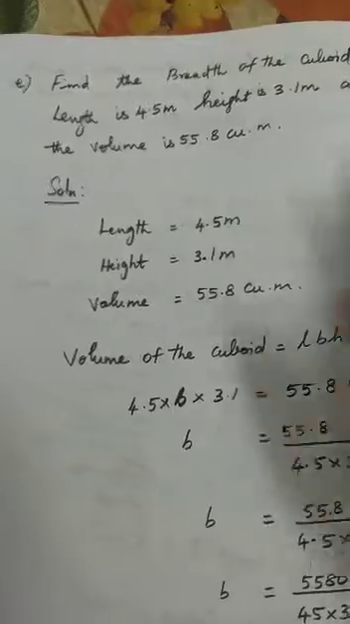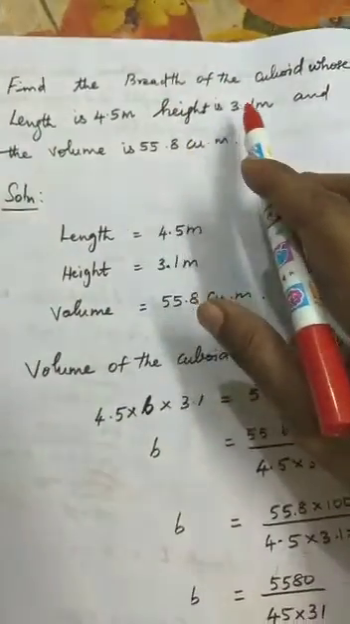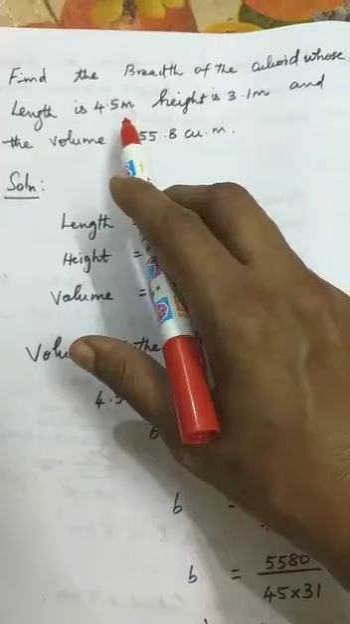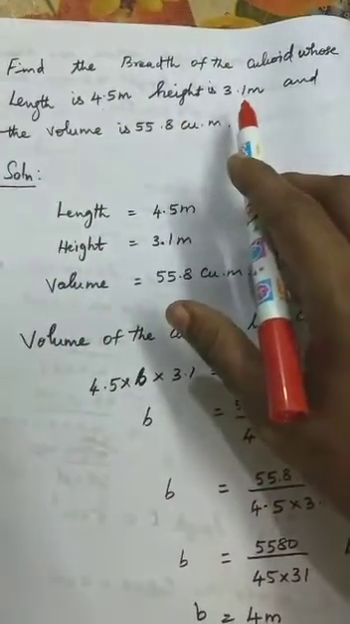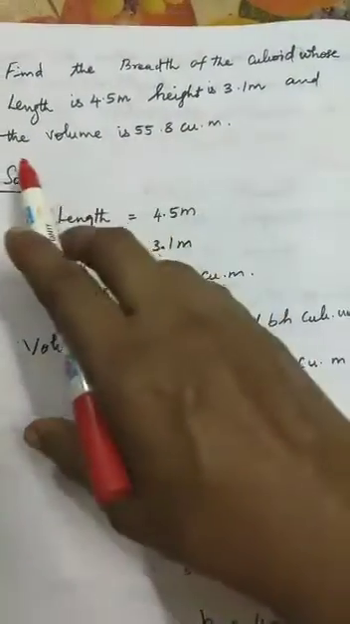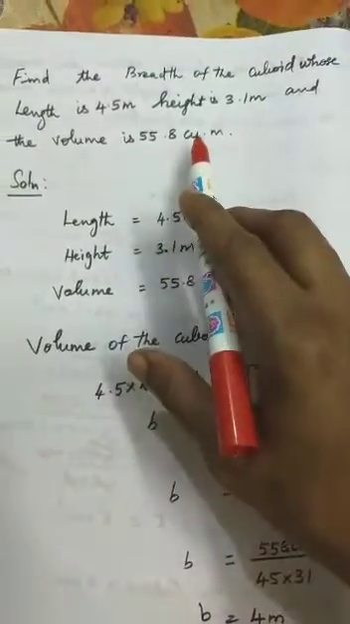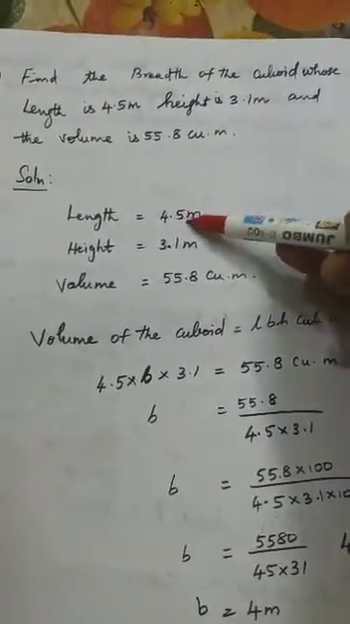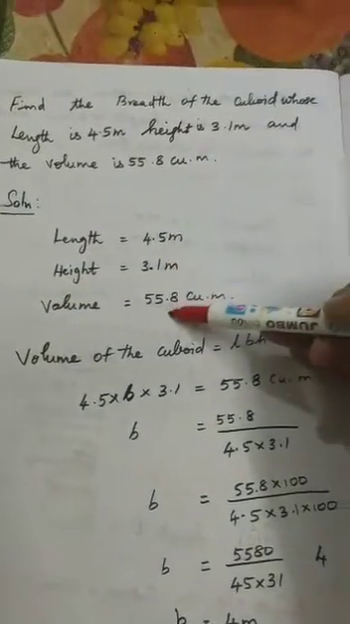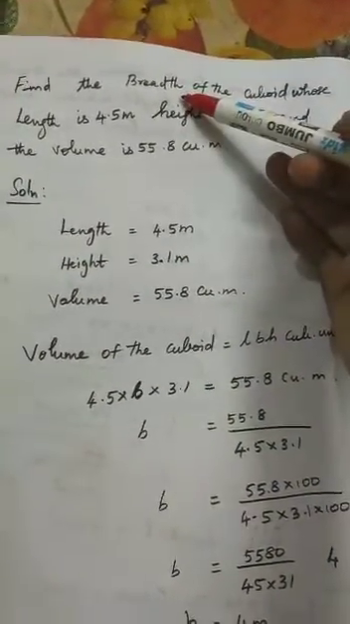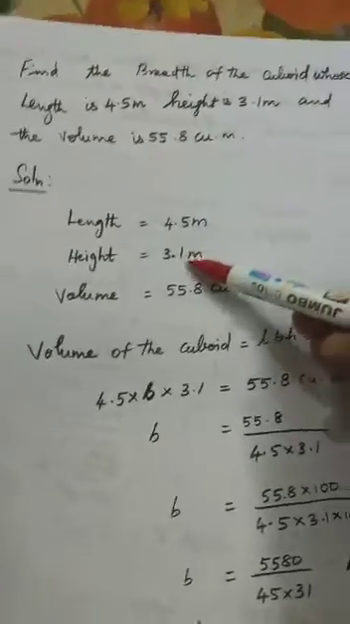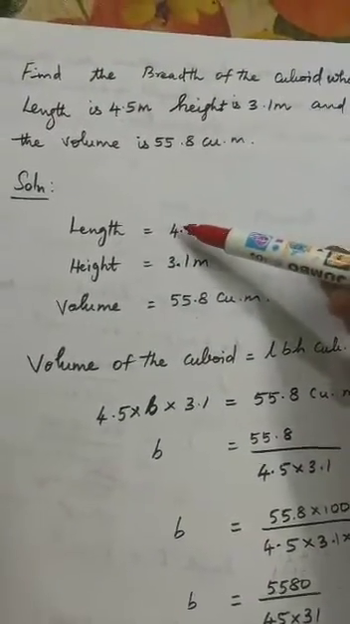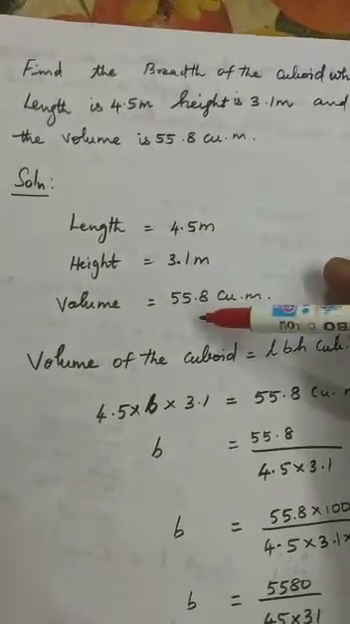Okay. Then find the breadth of the cuboid whose length is 4.5 meter, height is 3.1 meter and the volume is 55.8 cubic meter. Now they are given the length, height and volume.